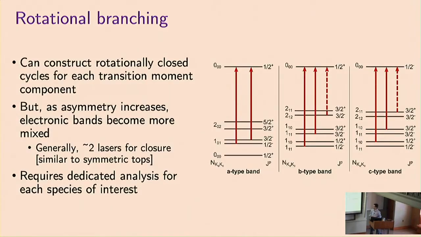But taking these effects into account, we were able to identify a closed rotational cycle for each type of electronic band, where essentially A, B, or C dictates whether the transition moment points along one of the principal axes of the molecule. So for any given type of electronic transition, we are able to find a closed rotational cycle that involves 2 or maybe 3 optical frequencies.